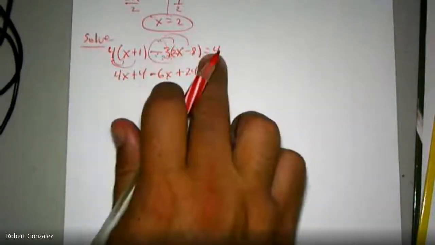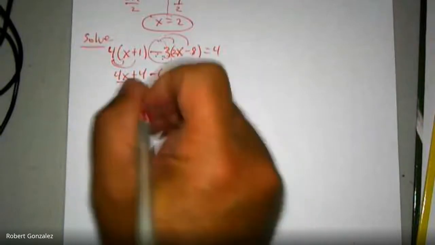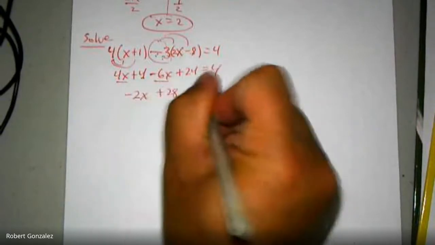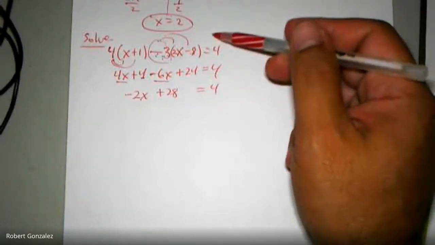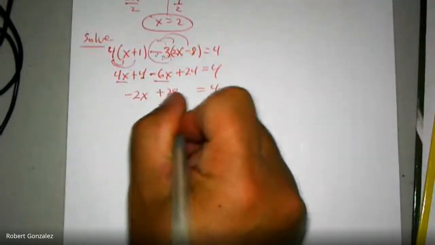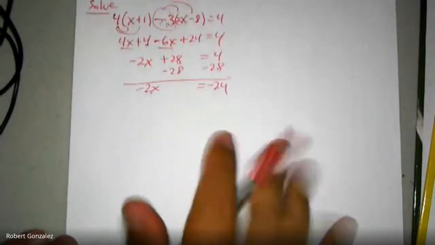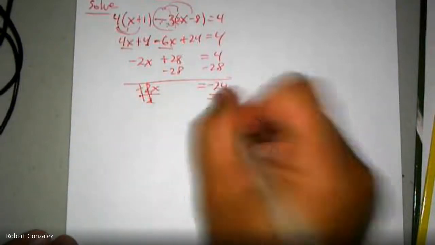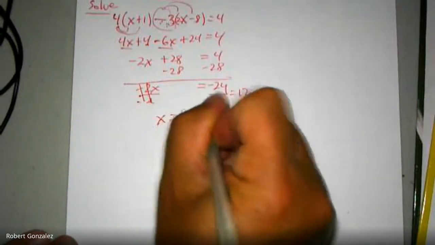Now, after I distribute, I have to combine like terms on each side. So on this side, I have 4x minus 6x. I have 4 plus 24. And on that side, it's still a 4. Notice when I'm doing my work, I line up my equal signs. I want to see you line up your equal signs. Okay? Subtract the 28. -2x equals -24. Then divide by the number in front of x, or whatever's attached to x. Okay? And we're going to get 12. My solution is 12.